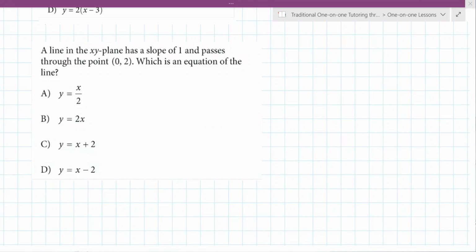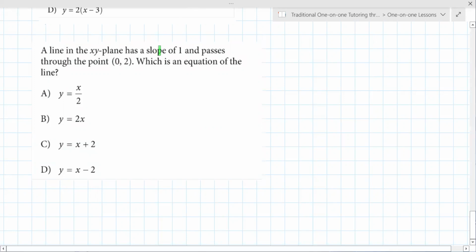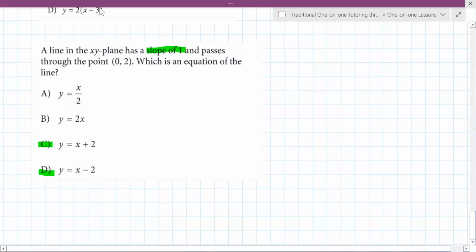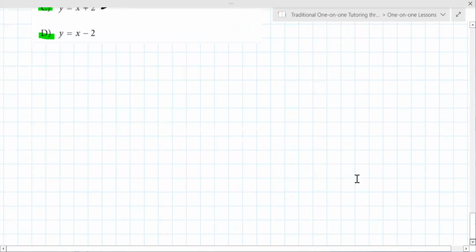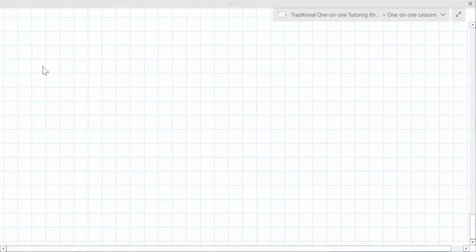Can you get it down to 2 answers before deciding between them? Letter C. Yeah, so C and D have a slope of 1, and then obviously 0, 2 corresponds to letter C. Perfect. Okay, I found one more that's like this, and then we'll truly do some story problems.